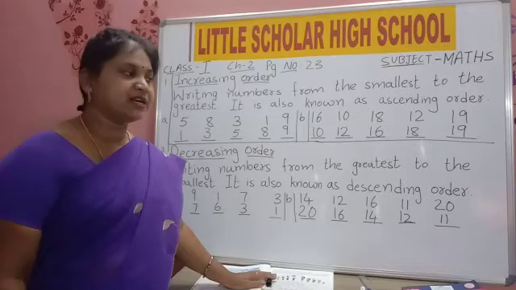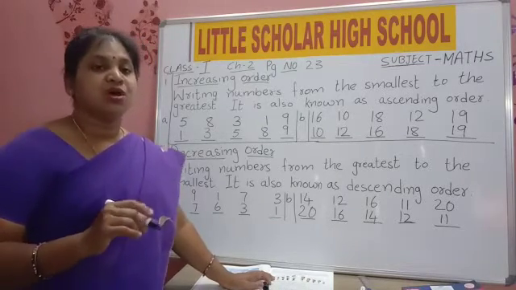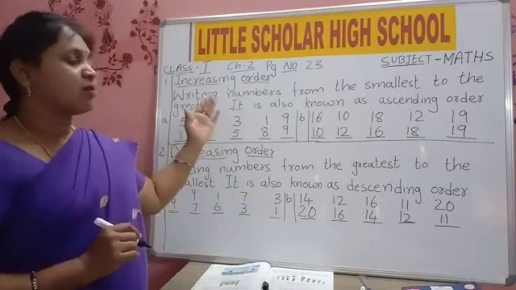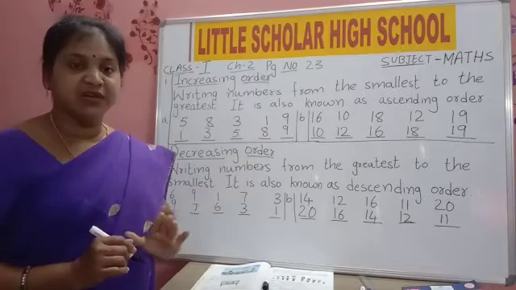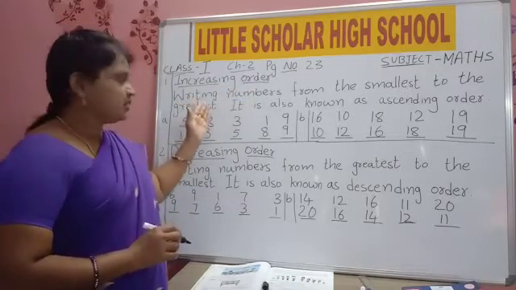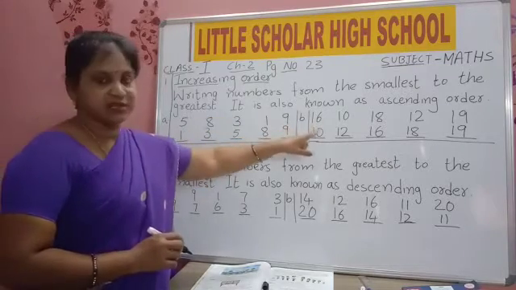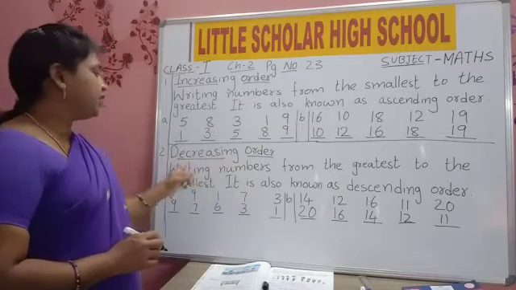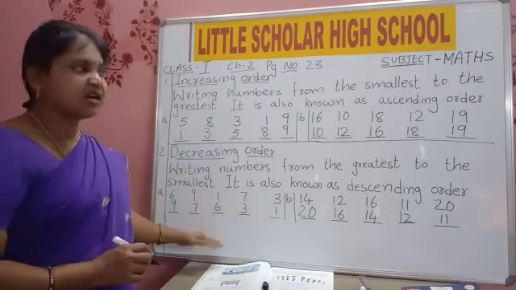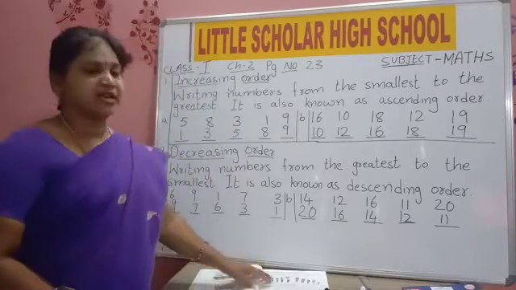Is it clear, children? Understood? You write some more numbers and try to do ascending and descending on your own. Is it clear? Copy ascending and descending very neatly in your classwork, children. You will write ascending definition and then you will copy A, you will copy B down. Then you will leave 2 lines, you will copy descending order, then A and B. Is it clear? Copy it very neatly in your classwork. Now we will go to the next topic, children.